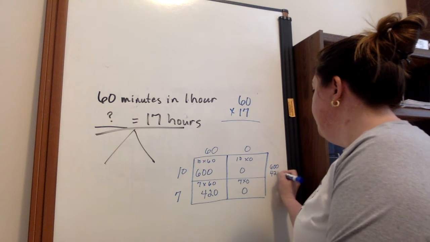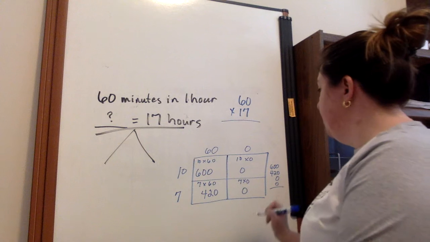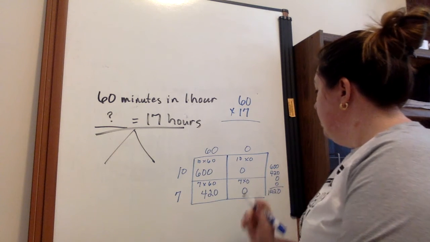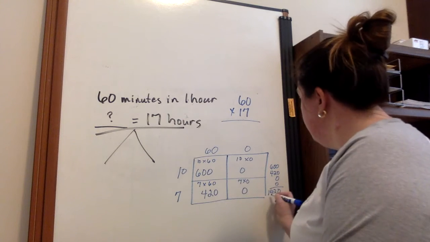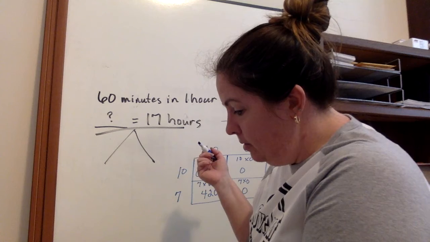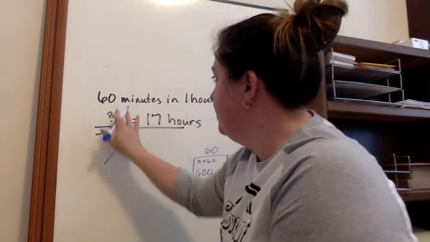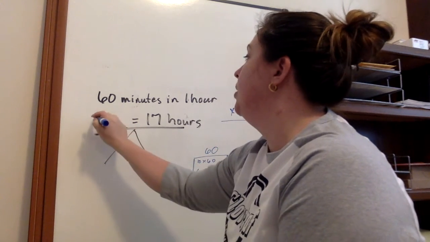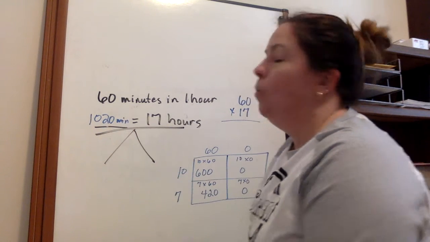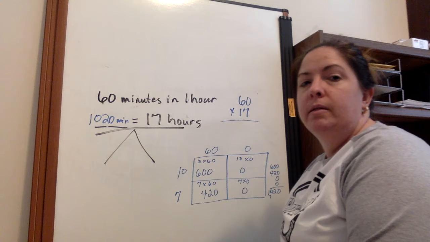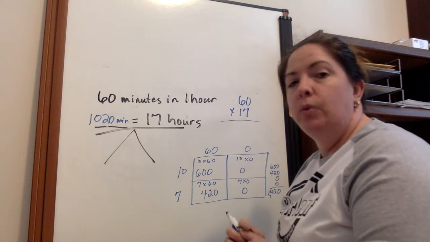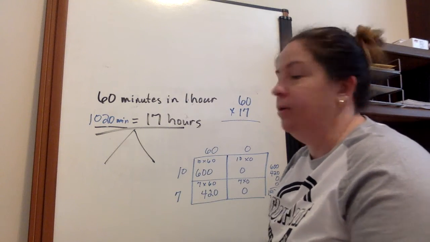600, 420, 0, and 0. So 1,020 minutes fits here. So I'm going to erase my question mark because now we know 1,020 minutes balances 17 hours. There are 1,020 minutes in 17 hours.